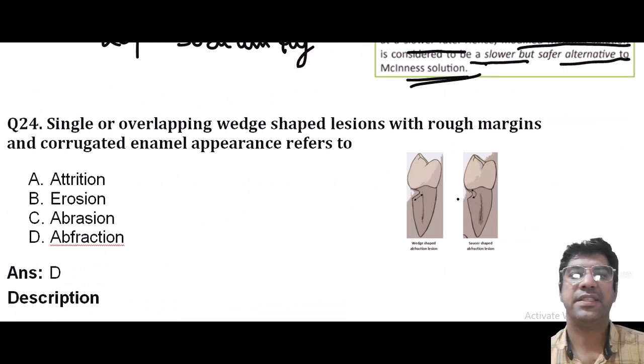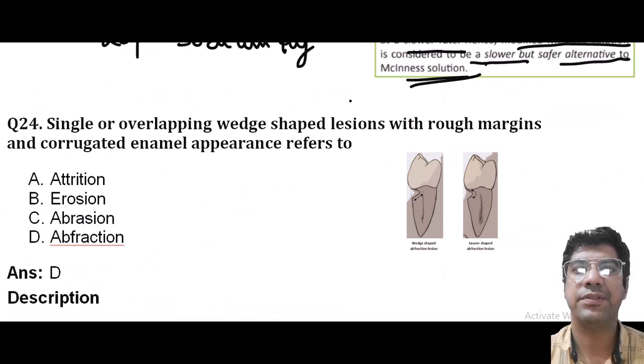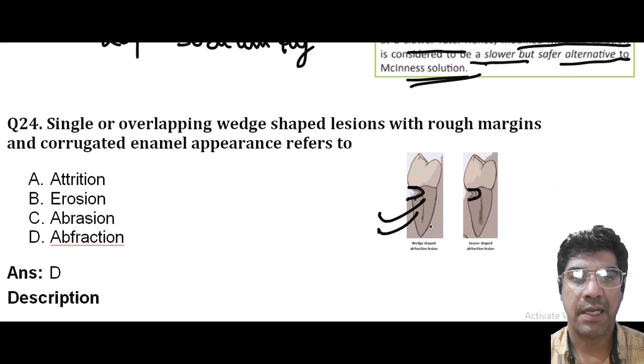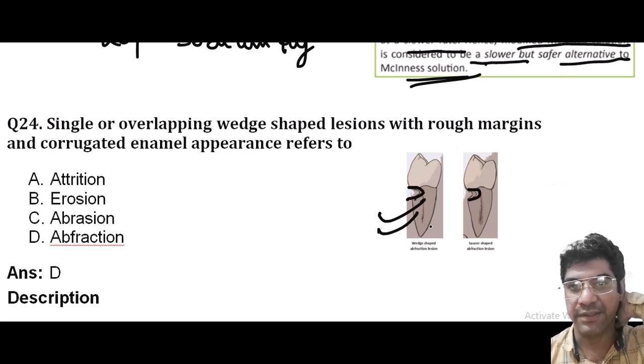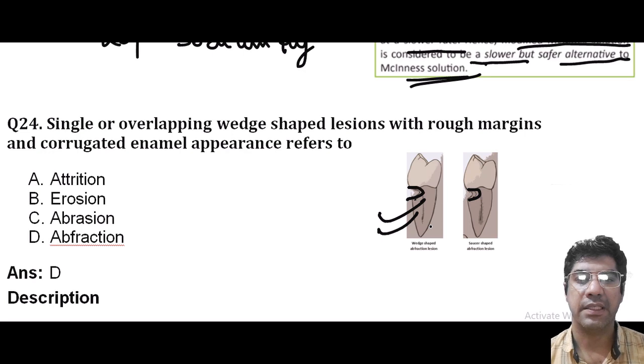Single or overlapping wedge-shaped lesions with rough margins and a corrugated enamel appearance refer to abfraction. Wedge-shaped defects with rough margins are characteristic of abfraction. Abfraction is a type of dental wear that results from the mechanical stress caused by tooth flexure during tooth grinding or clenching.